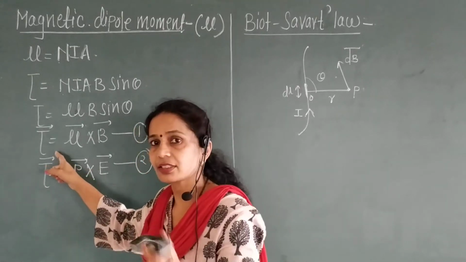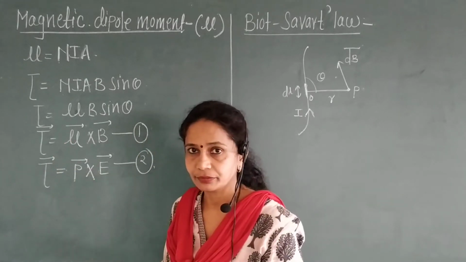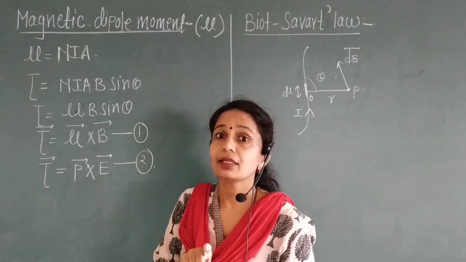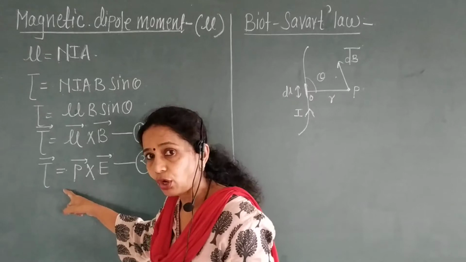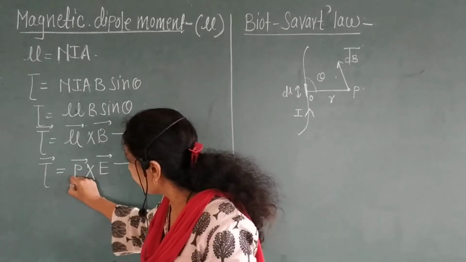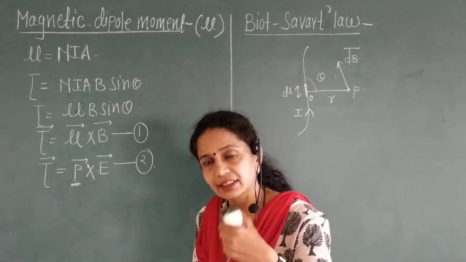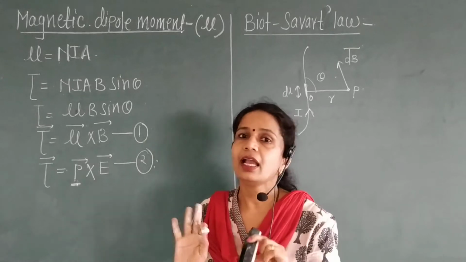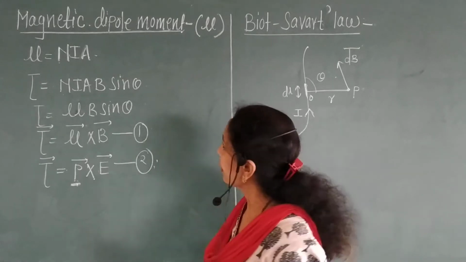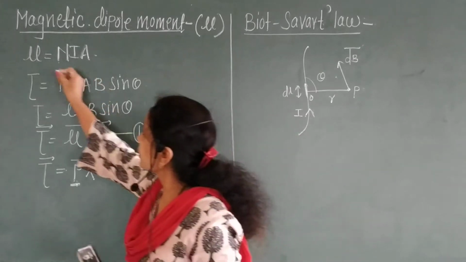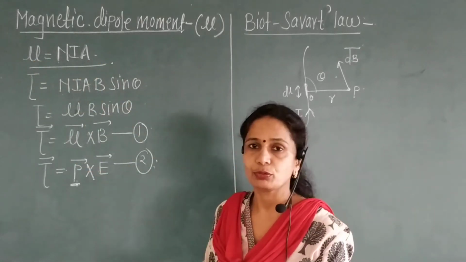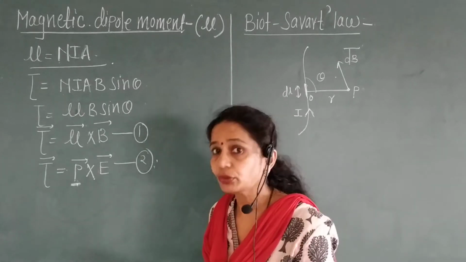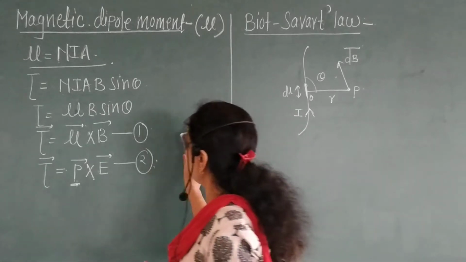This is the torque acting on a magnetic dipole moment exerted by the magnetic field, and this is the torque acting on an electric dipole moment exerted by an electric field. Therefore, these two equations are analogous to each other. That is all we have to say here. And this equation is important. Mu is equal to N I A, where N is the number of turns, I is the current flowing through the coil, and A is the area of the coil.